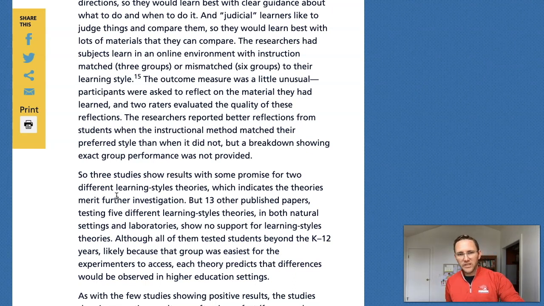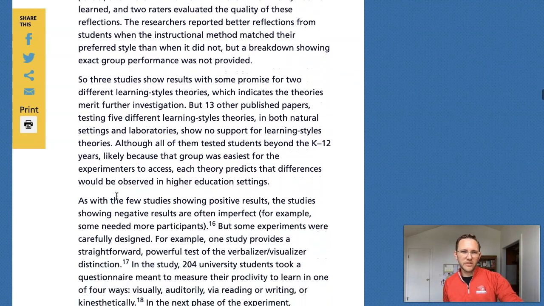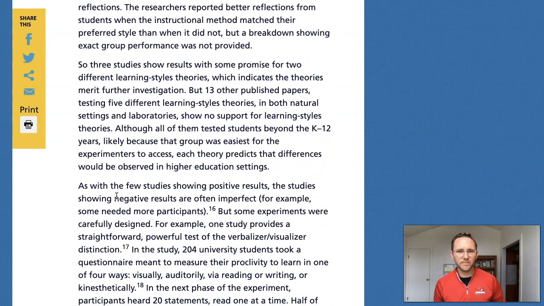So, 3 studies show results with some promise for 2 different learning styles theories, which indicates the theories merit further investigation. So he differentiates here wisely between single studies that give results saying, hey, we should look into this more, versus more definitive studies or groups of studies that would give us confidence making a conclusion about the theories.